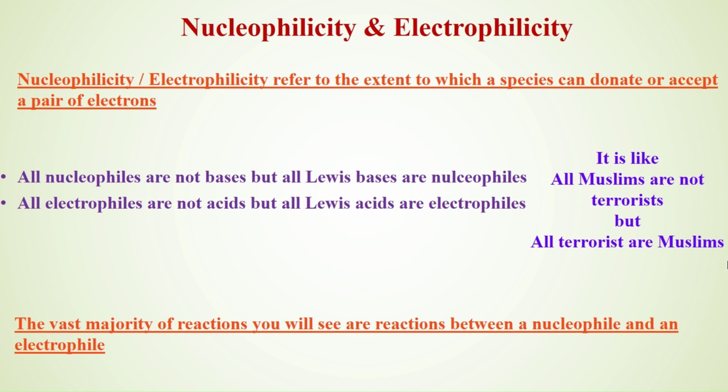The vast majority of the reactions that we will see in organic compounds are because of the reaction between the electrophile and the nucleophile. And this reaction depends upon the nucleophilicity and the electrophilicity of the species, and how these bonds are formed. What are the types of bonds formed? How these bonds are formed, and when and how it is formed will be the subject of discussion for the coming presentations.